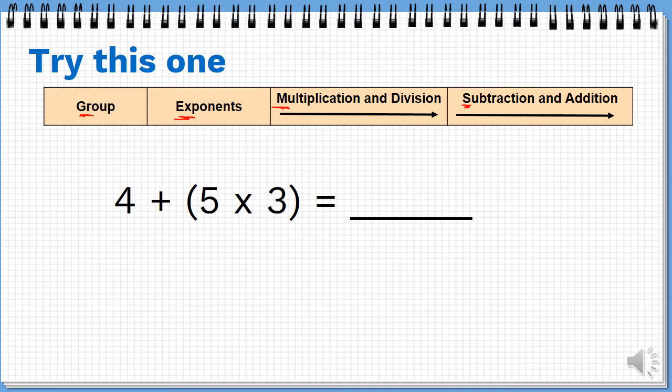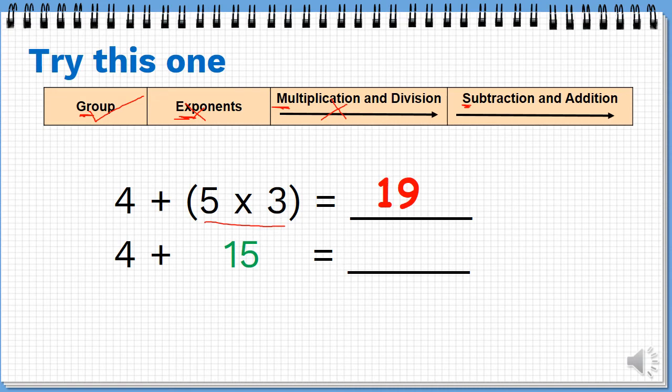Groups. Do we have any groups? Yes, we have groups. Here it is, 5 times 3. So we're to do the 5 times 3 first. Then we don't have any exponents. We don't have any multiplication and division. We have subtraction and addition. We just move from left to right. 4 plus 15, the answer is 19.